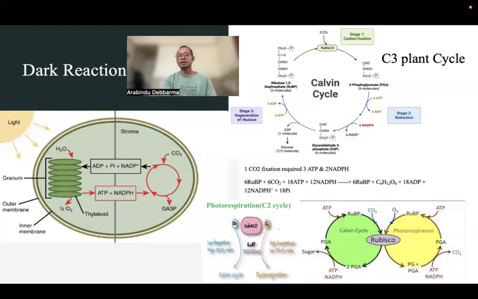Now what is the benefit of this photorespiration? There is no benefit at all, because no glucose is produced here. You can see in the cycle only CO2 is released, but no glucose is produced, and two ATPs are being used. So only energy is being wasted, and no glucose is produced. Therefore, this leads to a loss of yield in the plant, unlike in the C3 plant.